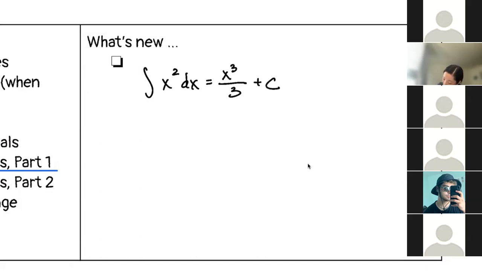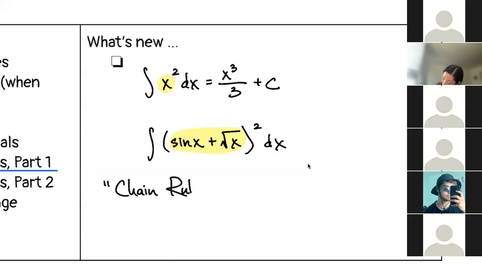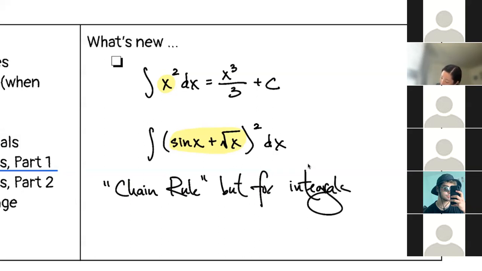And so that's something that we know how to do. But today, what we're going to be taking a look at is things that maybe look a little bit more dressed up, like what if we had the integral of sine x plus the square root of x squared dx. Okay, so now we're returning to the idea that sometimes we just have an x that we're doing something to, and sometimes we actually have a whole other function that we're dealing with inside of that other function, okay? And so today we're thinking about the chain rule, but for integrals.